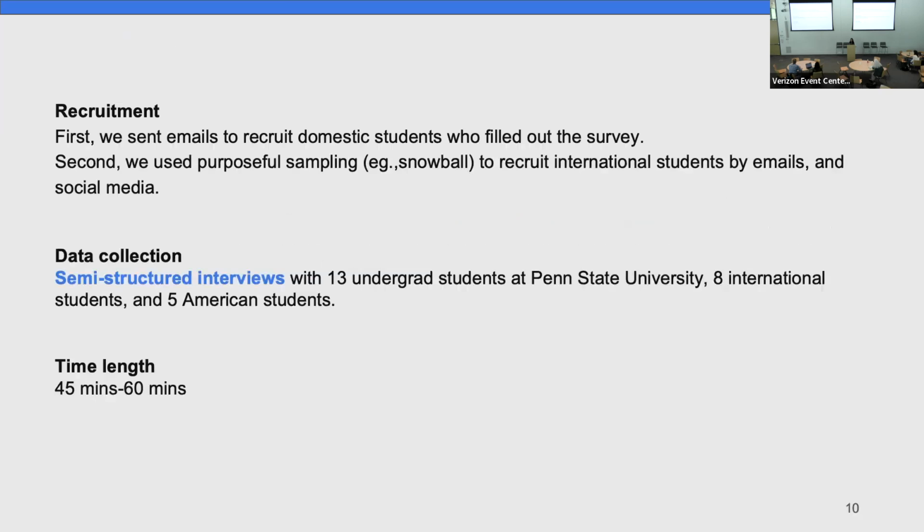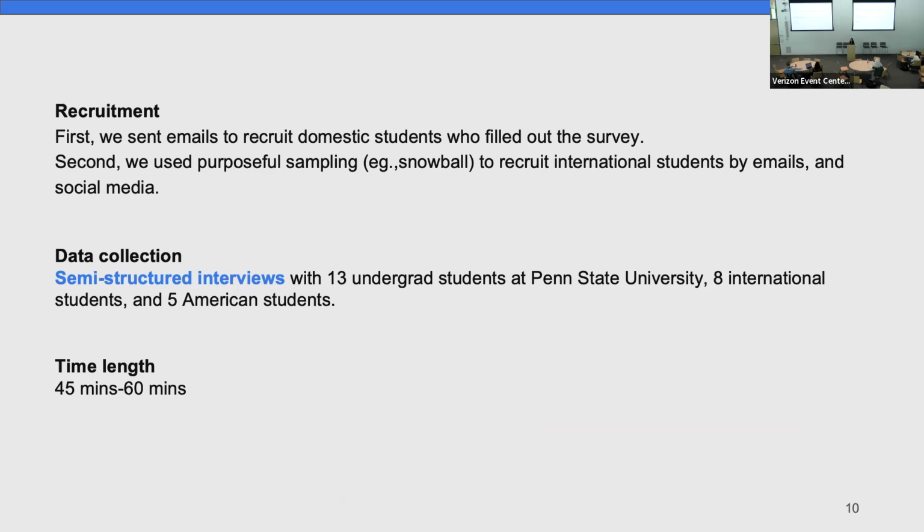And the recruitment part for this study, first, we sent out emails to recruit domestic students who filled out the previous survey. However, we found that the students who filled out the survey were all identified as domestic students. So to recruit international students, we used purposive sampling, such as snowball sampling, by sending them emails or messages on social media.